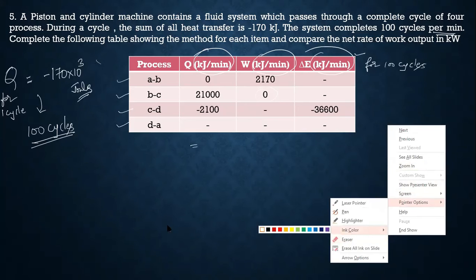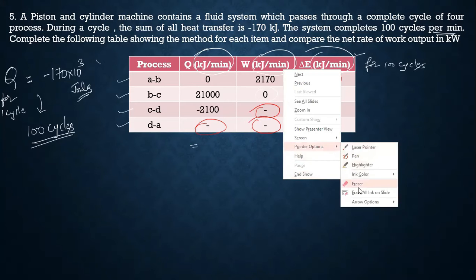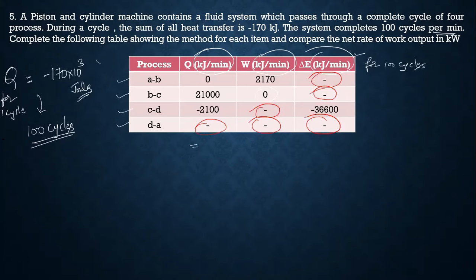Now, what are the empty ones? We have to find delta E AB, delta E BC, W CD, and all these three, Q, W and delta E. Let us find them one by one by taking each individual process. The first process is process A to B.